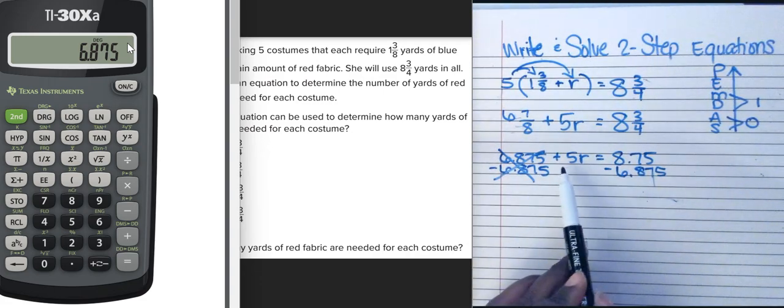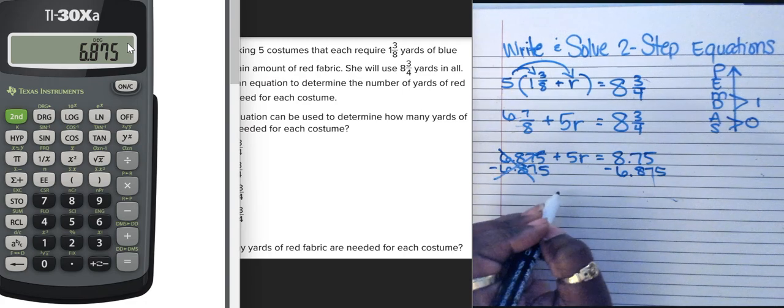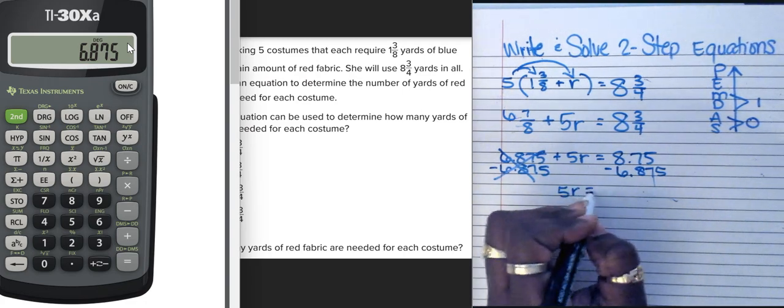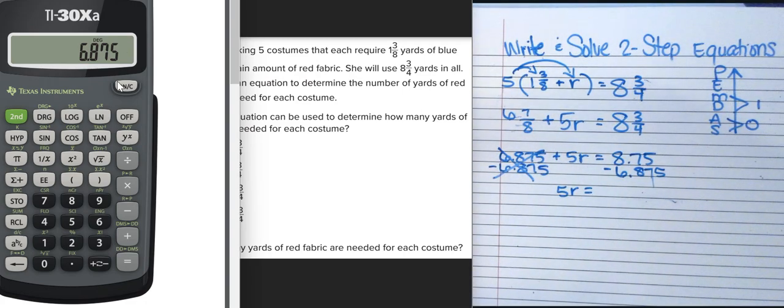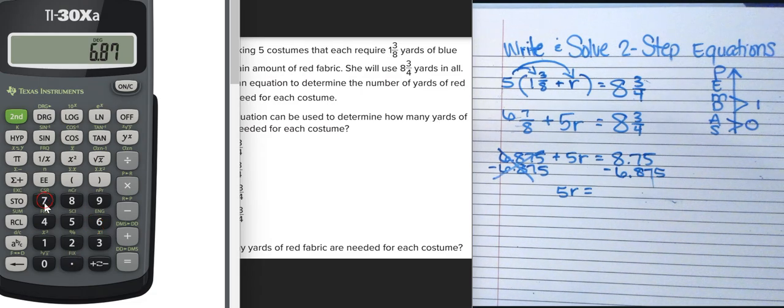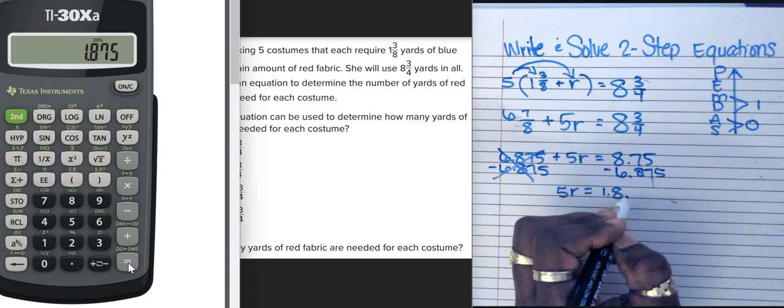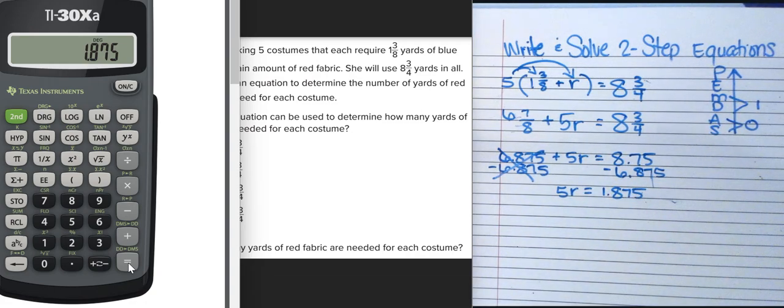And so what we are left with is going to be 5R. And that is going to be equal to, let's see, 8.75. We're going to subtract 6.875. And we're left with 1.875. All right, and now is the variable isolated?